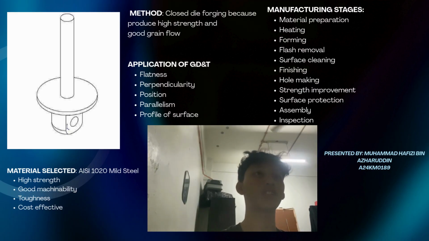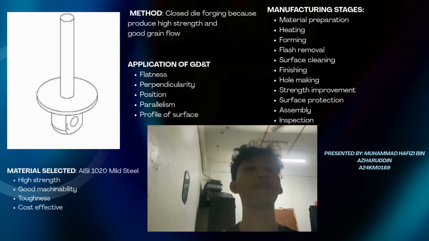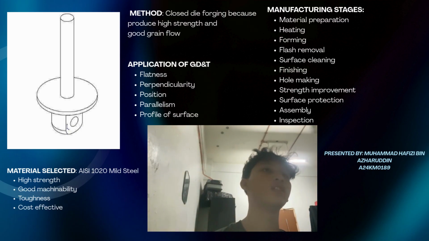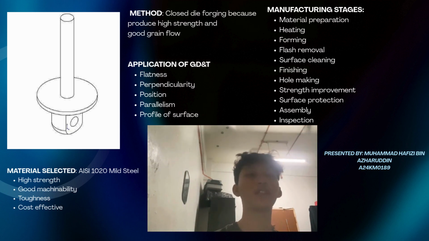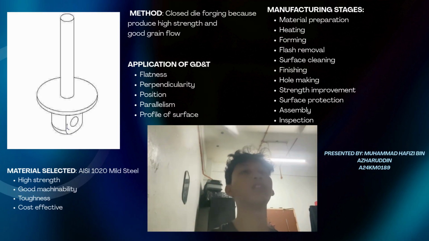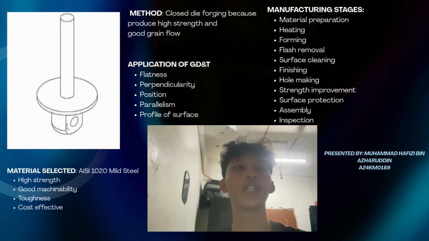For the manufacturing stages, there are a lot of stages. We start with the material preparation, next the heating, followed by forming, flash removal. The next one is surface cleaning, finishing, hole making, strength improvement, surface protection, and the second last is assembly, and lastly is inspection. It also has application of GD&T.